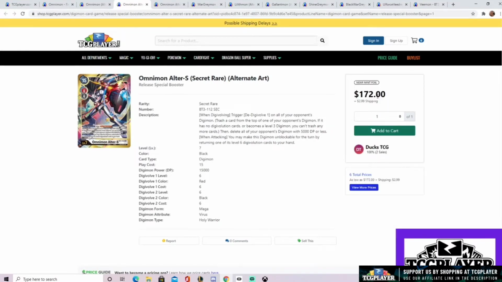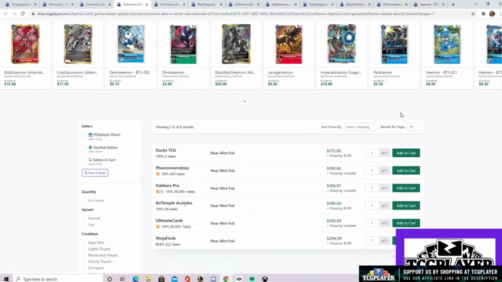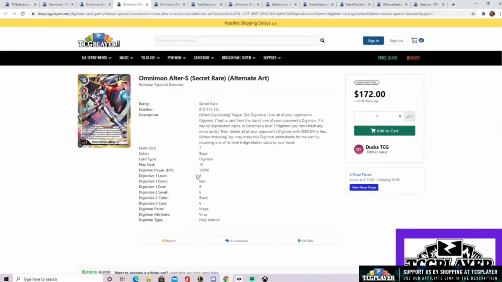So let me refresh the tab again. So this has gone up since we last saw it. This was 160 something a minute ago. Now it's up to 172. And these are quickly going on. Again, this is an unverified seller for 172, and then it quickly goes up to 190 afterwards. So Omnimon, I'm assuming, is still probably the top deck of the format right now.